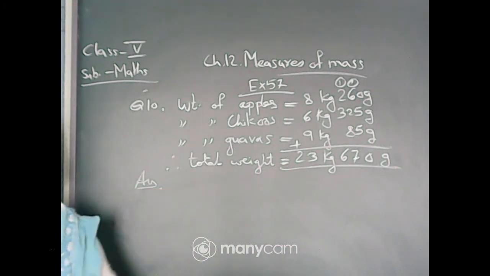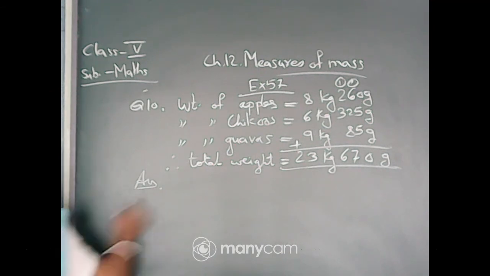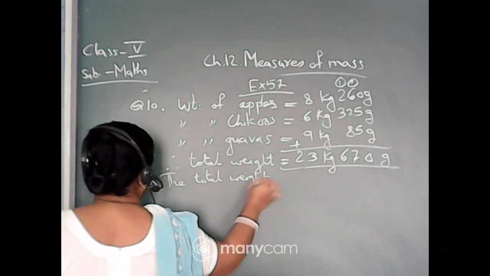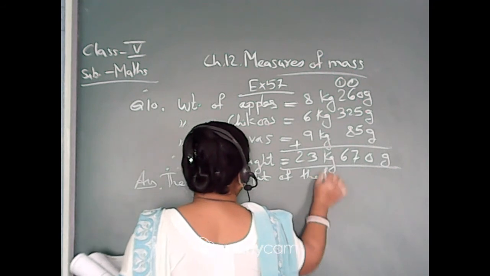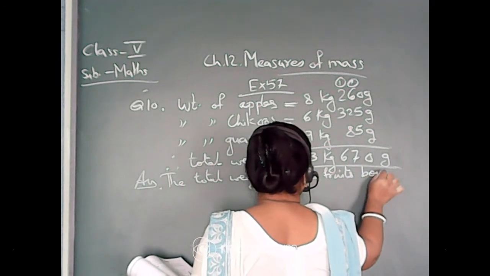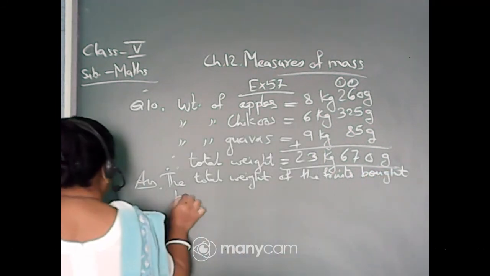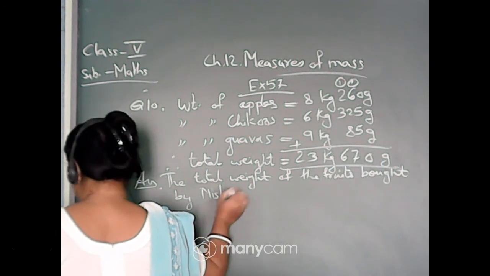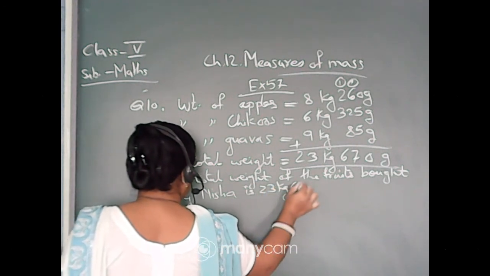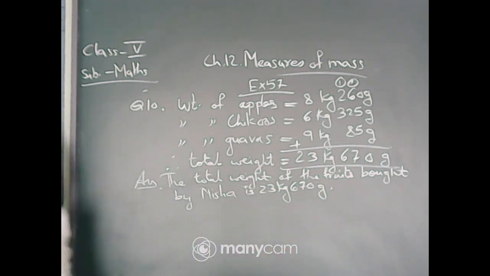So the answer will be: the total weight of the fruits bought by Nisha is 23 kg and 670 gram. Okay, 23 kg and 670 gram. Yes, now come to the next one.